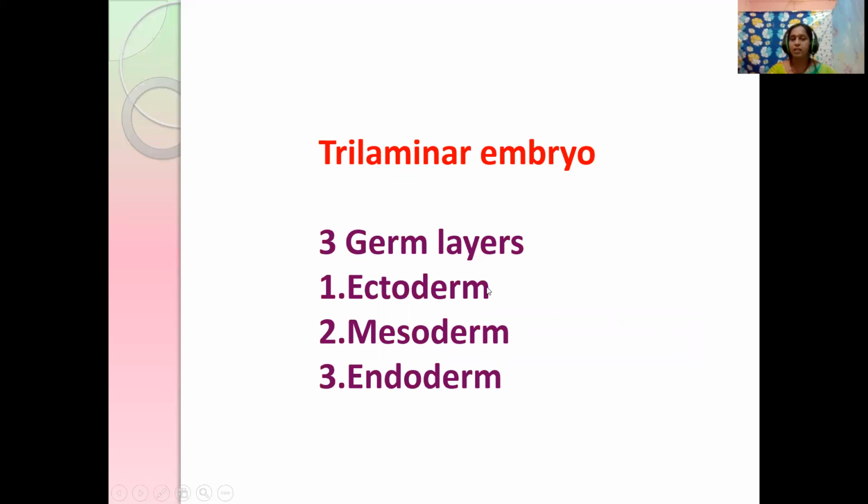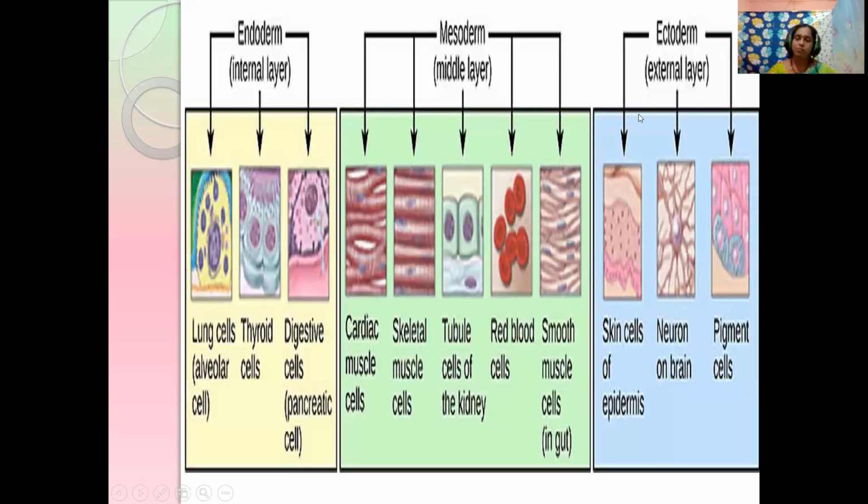Then what are the layers? Ectoderm, mesoderm and endoderm. The ectoderm further forms nervous tissue, such as the brain and spinal cord, etc. So it forms the external layers. Next, the mesoderm is the middle layer. This is the connective tissue that forms the blood cells, blood, muscles, etc. Next, the endoderm is the internal layer. This forms cells for the lungs, thyroid and digestive system.